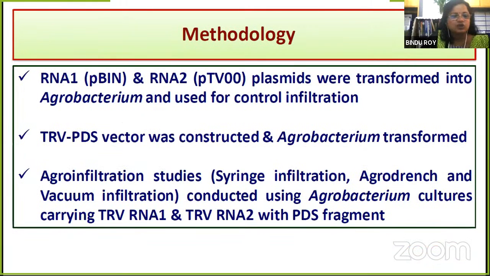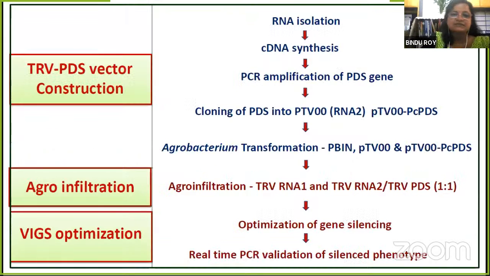Now, the methodology adopted is that the RNA1 and RNA2 plasmids were transformed into agrobacterium and used for control infiltration. Similarly, I was mentioning the PDS gene, or the phytoene desaturase gene. The TRV PDS vector was constructed and the agrobacterium was transformed. For the agro-infiltration studies, we made use of 3 different techniques: the syringe infiltration, the agro-drench, and vacuum infiltration. This was conducted using agrobacterium cultures carrying both TRV RNA1 and TRV RNA2 with the PDS fragment. So this is, in a nutshell, the protocol adopted.